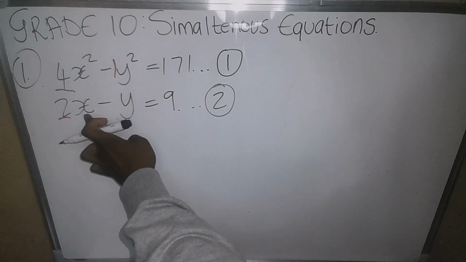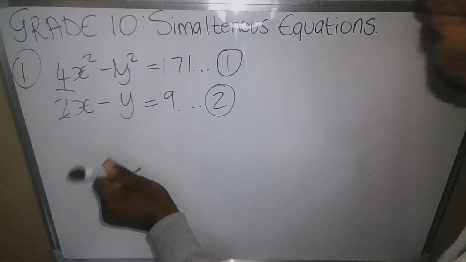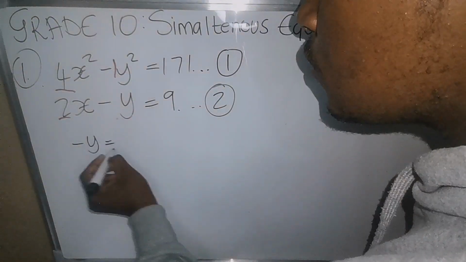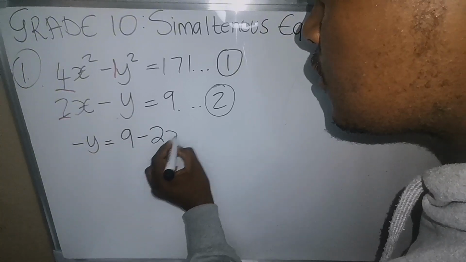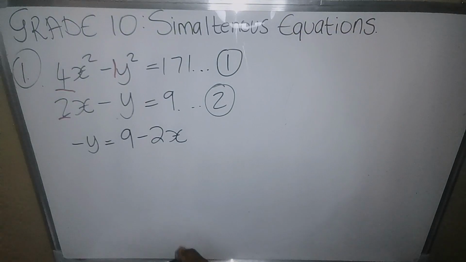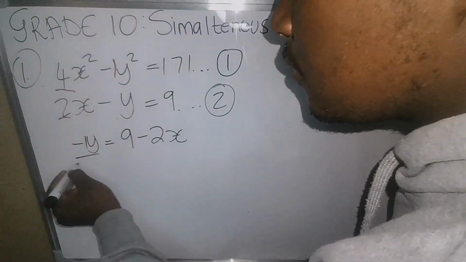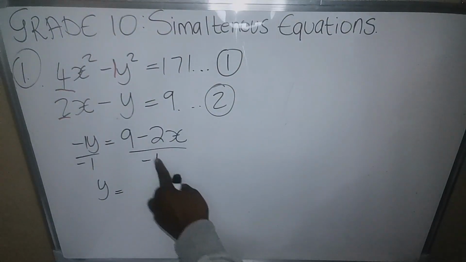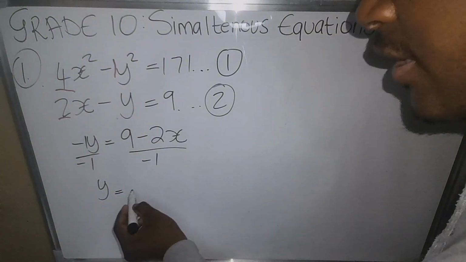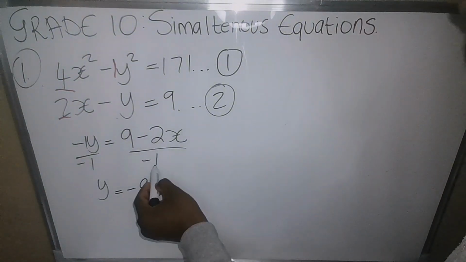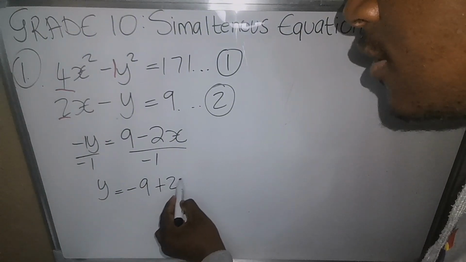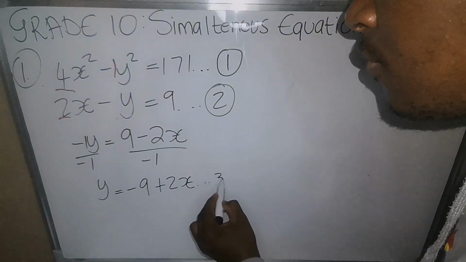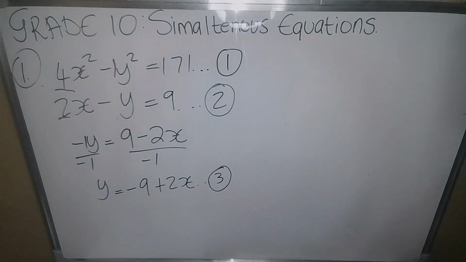I'm going to transpose this 2x to the right. So I'm going to have -y is equal to 9 minus 2x. Then, positive y, not negative y, so I'm going to divide both sides by -1. Therefore, y is equal to 9 divided by -1, which is -9. Then -2 divided by -1 is positive 2x. This is my third equation. That's how we create a third equation. You must make one of the two variables the subject of a formula.